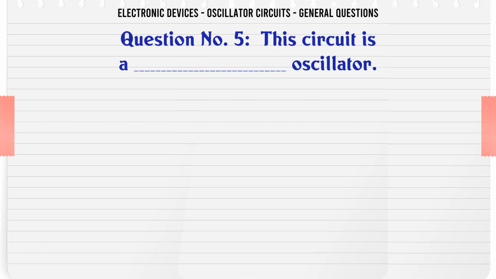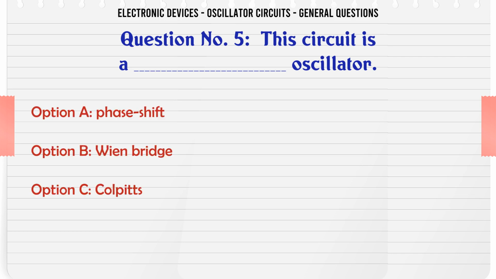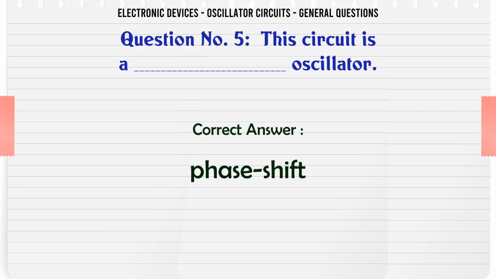This circuit is a oscillator. A: phase shift. B: Wien bridge. C: Colpitts. D: Hartley. The correct answer is phase shift.